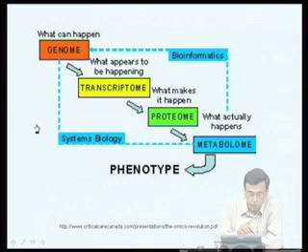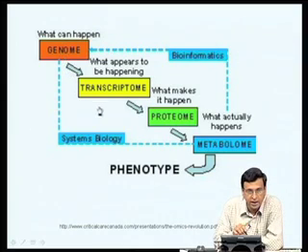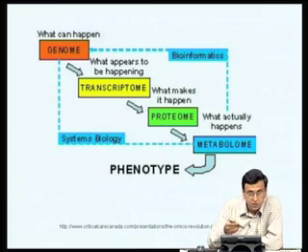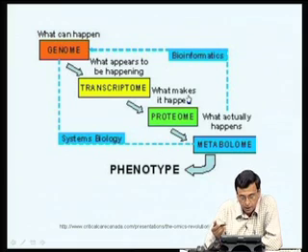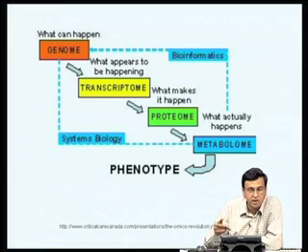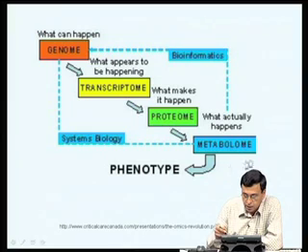So the genome sequence basically tells you what can happen. Now once the RNA gets made, or once the transcripts are generated from the genome, the transcriptome basically tells you what appears to be happening. Now once these RNAs get translated into proteins and you start looking at the proteome, because proteins are the workhorses of the cell, it actually tells you what makes it happen. And then when ultimately these proteins work together, interact with each other, generating networks, and you start looking at metabolic interactions and metabolic networks, you realize what actually happens.